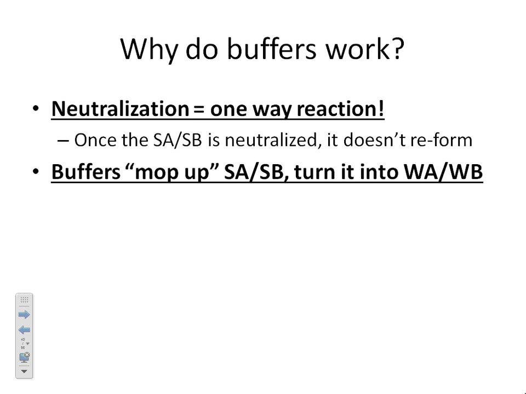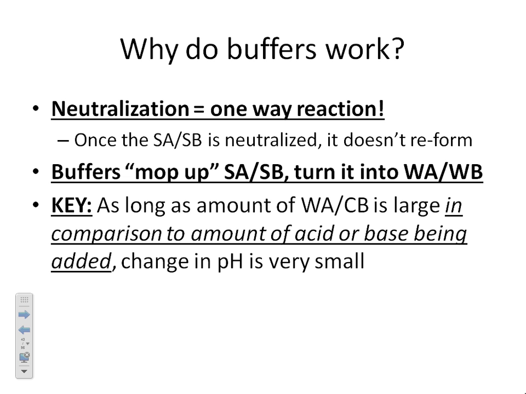So as long as you can get that H plus out of there by turning it into that weak acid, you have neutralized your strong acid. But your buffer can't keep doing this indefinitely. You have to have a large amount of your weak acid and your conjugate base pair. So you need, in that prior slide, a large amount of HF and a large amount of F minus. You need a big amount of that in order to make a buffer.